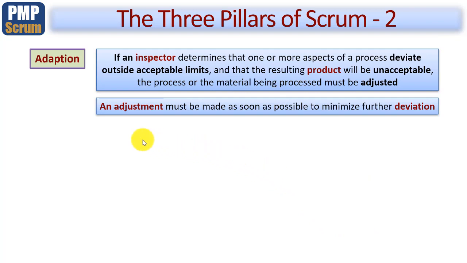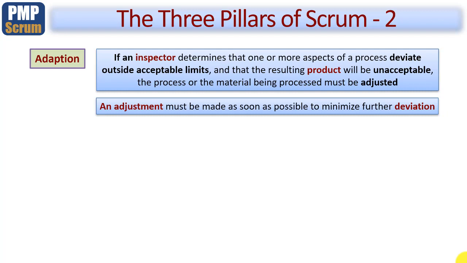And the third pillar of Scrum is adaptation. Now, if an inspector, and I'm using a very general word here, this could be one of the roles or a relevant stakeholder, determines that one or more aspects of a process deviate outside acceptable limits, I'll explain what that means later, and that the resulting product will be unacceptable, then in any of those situations, the process or the material itself being processed must be adjusted in some way. This adjustment must be made as soon as possible to minimize further deviation. So these 3 main pillars of Scrum weave continuously throughout the whole of the framework.